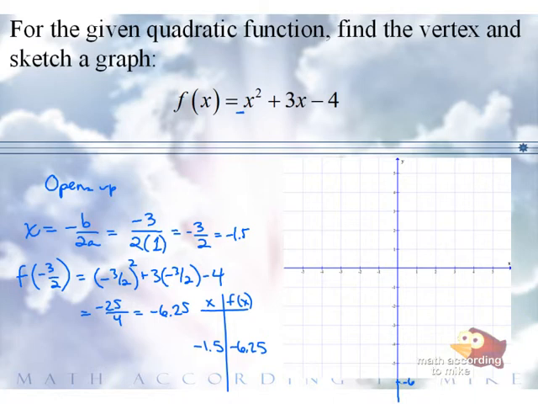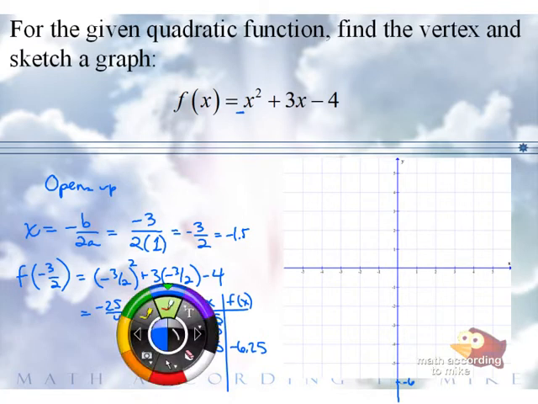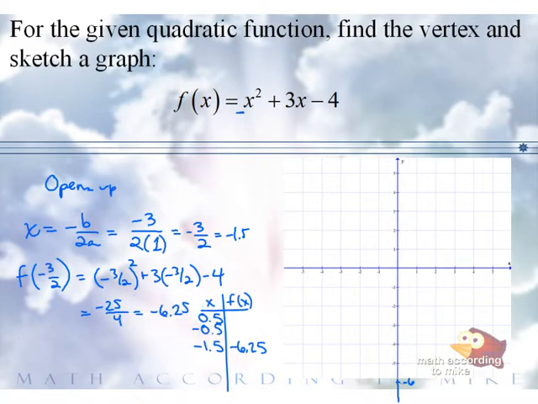So typically what you do is you go up 1, down 1. So for instance, if I went up 1, you would say negative 0.5. And then if I went up 1 more, you would say 0.5. And then if I went down 1, you would say negative 2.5 and negative 3.5.